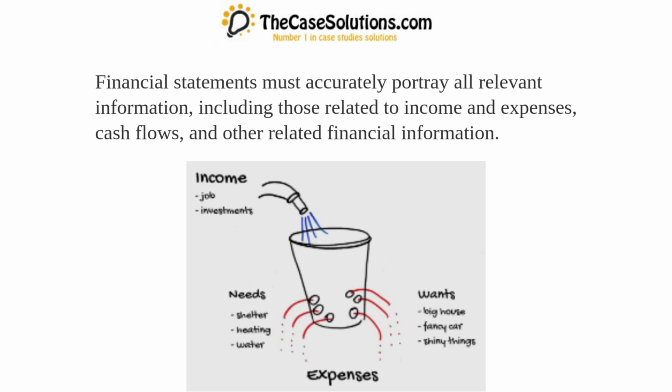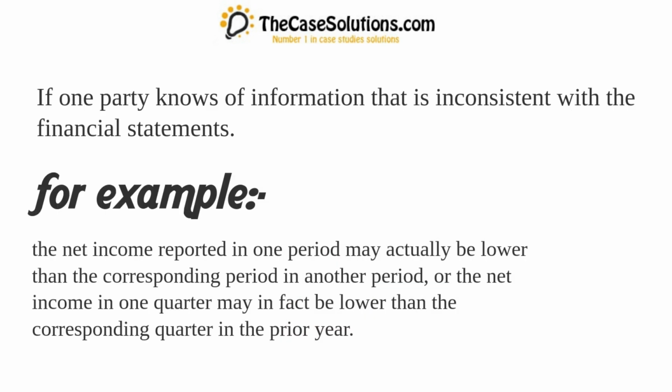Financial statements must accurately portray all relevant information, including those related to income and expenses, cash flows, and other related financial information. If one party knows of information that is inconsistent with the financial statements, for example, the net income reported in one period may actually be lower than the corresponding period in another period, or the net income in one quarter may in fact be lower than the corresponding quarter in the prior year.